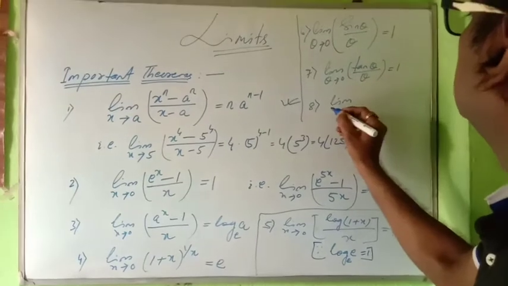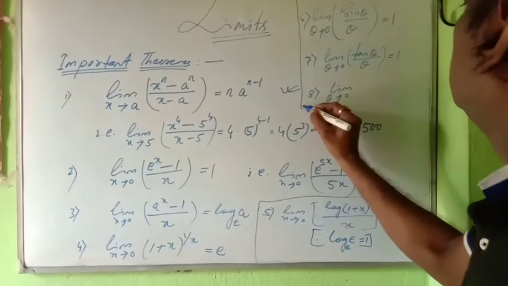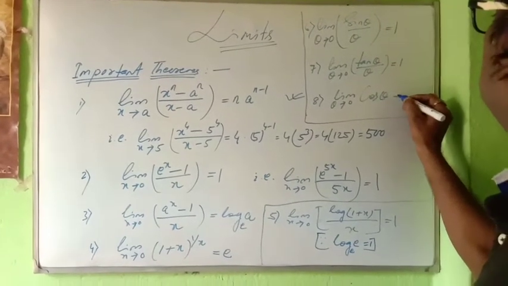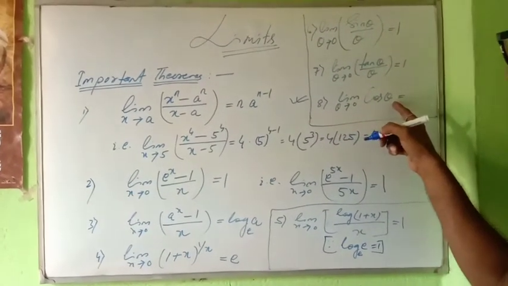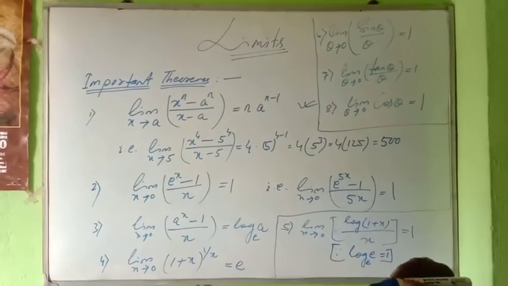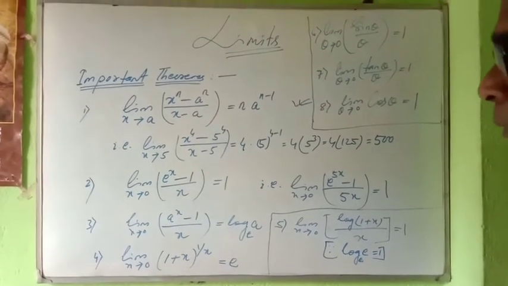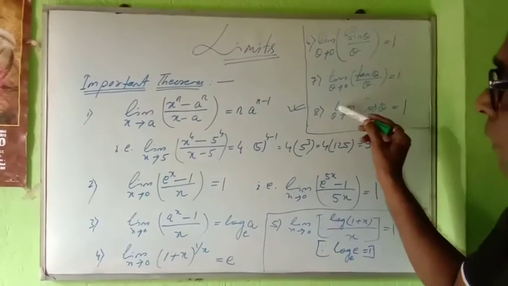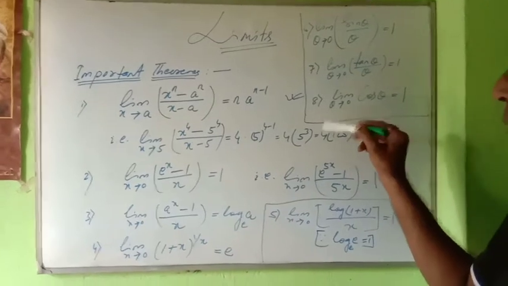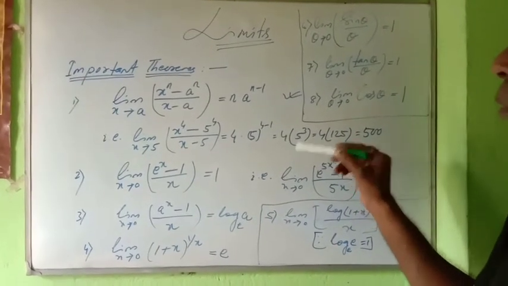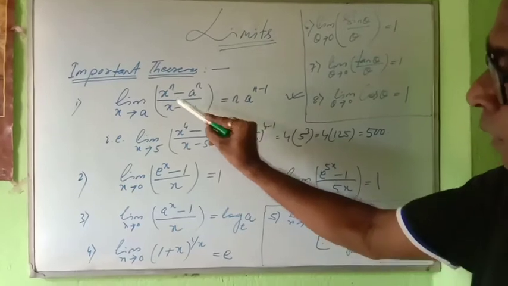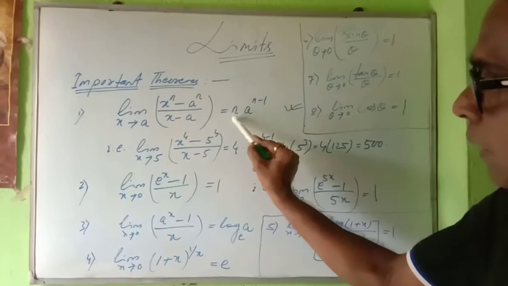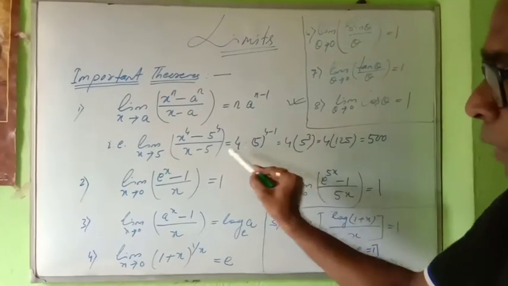Number 8. Limit theta tends to 0, cos theta. If I put theta equal to 0, cos 0 is how much? 1. Therefore, a total of 8 formulas are written here. More formulas are required, I will tell you next time. First memorize at least these 8 formulas required for your first 2 exercises. After that, we will do more sums and more theorems also. The first theorem is x to the power n minus a to the power n by x minus a, and the answer will be n into a to the power n minus 1. I will give you another example here.